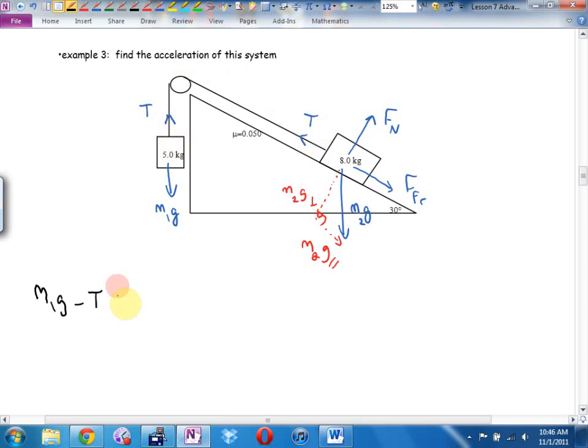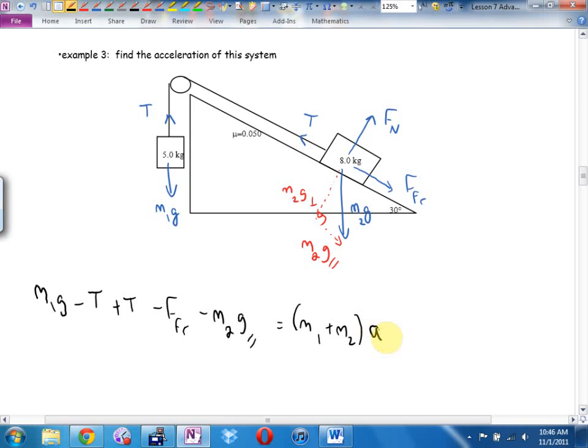Down the hill, friction ends up being a loser. Follow it all the way, it ends up pointing up and slowing down. And there's one more, M2G parallel ends up being a loser as well. And that equals M1 plus M2 times A. So again, all I did here was guess what my winner was, and I'll see if I'm right. Oh, tension cancels.